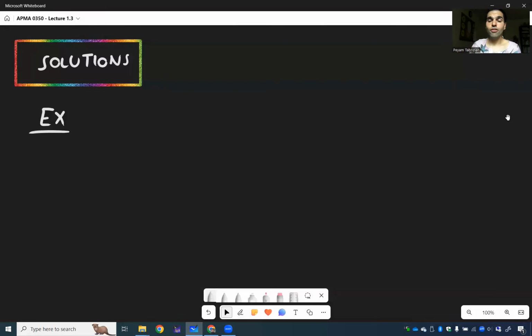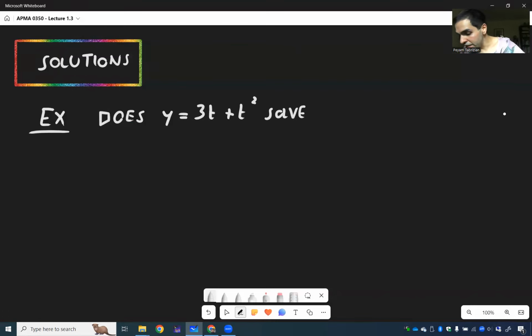What does it mean for a function to solve an ODE? All this means is if you plug in the function on both sides of the ODE, they should match. And in fact, let's see 3 instances of this. For example, does y equals 3t plus t squared solve the ODE t times y prime equals y plus t squared?